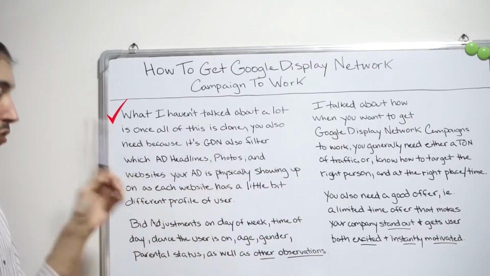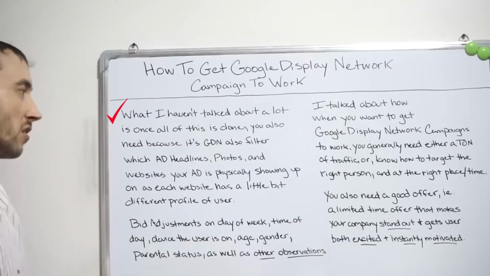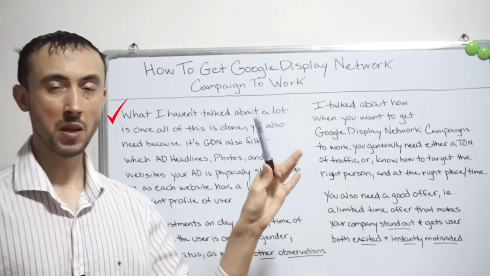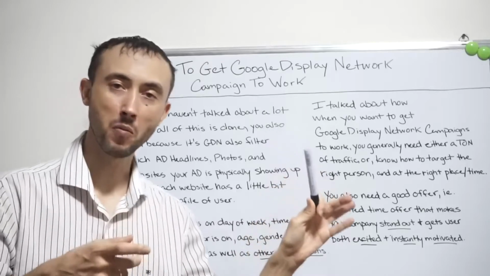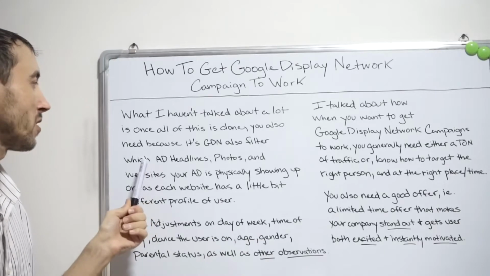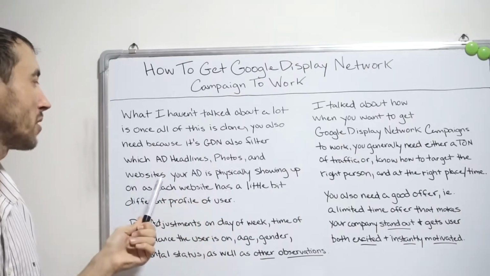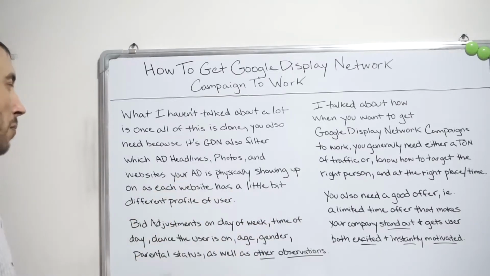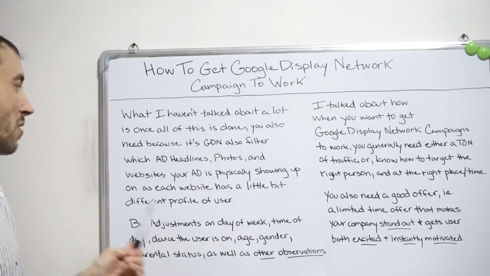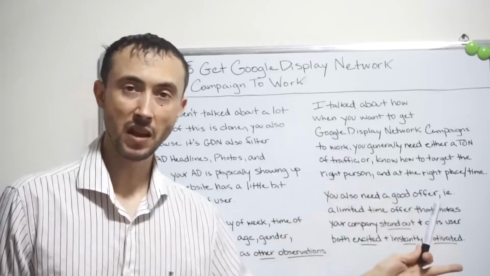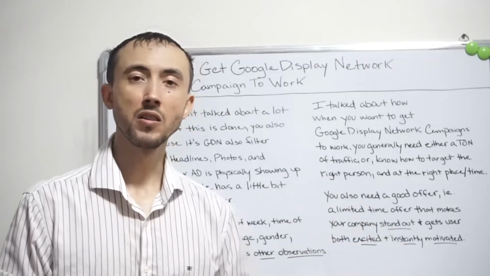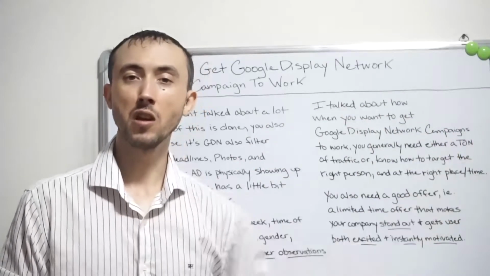But you also need to, a lot of times, filter beyond that. That filters things a lot, but it doesn't filter all the way. And so sometimes to get you over the point of profitability, you have to filter a little bit more. Or you could just make it more profitable to filter a little bit more. But you filter down which ad headlines, photos, and websites your ads are actually physically showing up on, as at least with the websites that your ads show up on, has a little bit of different profile of user for every website.